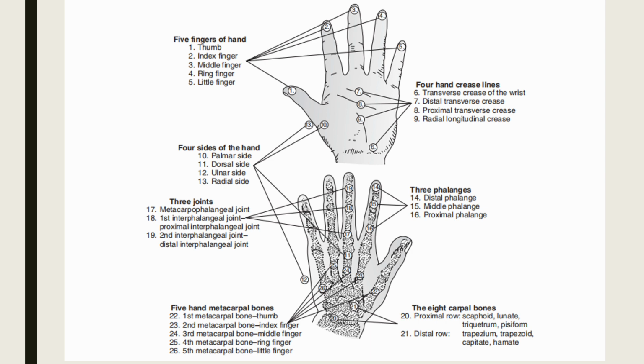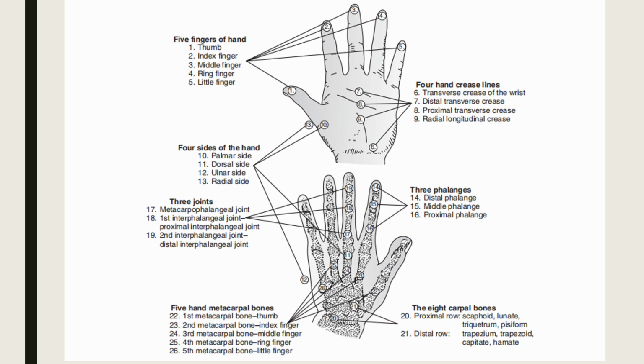radial side. The 3 phalanges: the distal, middle, and proximal phalanges. The 3 joints: metacarpophalangeal joint, the first interphalangeal joint or proximal interphalangeal joint, and the second interphalangeal joint or distal interphalangeal joint.